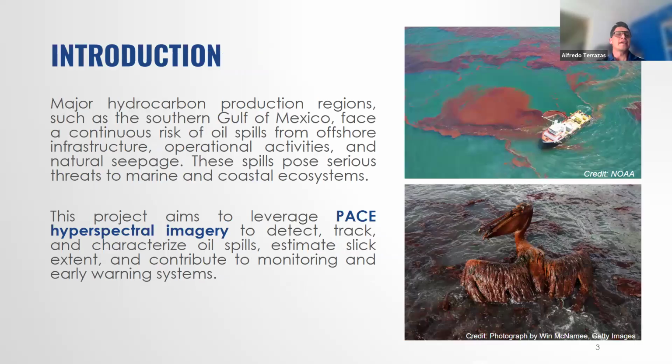Introduction for our project. Major hydrocarbon production regions, such as the southern Gulf of Mexico, face a continuous risk of oil spills from offshore infrastructure, operational activities, and natural seepage. These spills pose serious threats to marine and coastal ecosystems. Our project aims to leverage PACE hyperspectral imagery to detect, track, and characterize oil spills, estimate the leak extent, and contribute to monitoring and early warning systems.